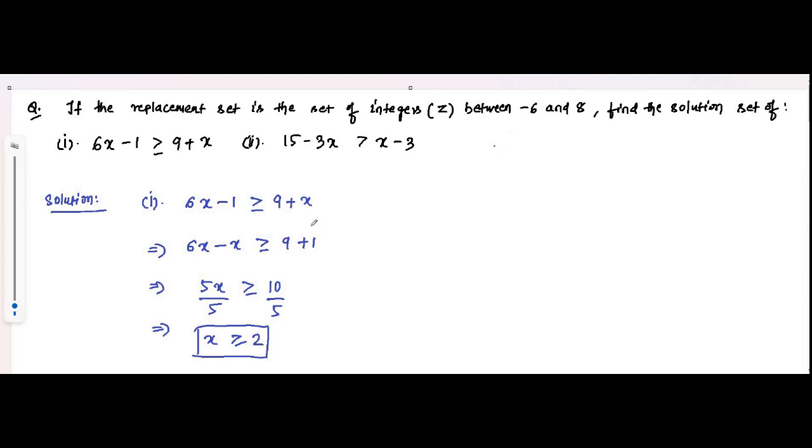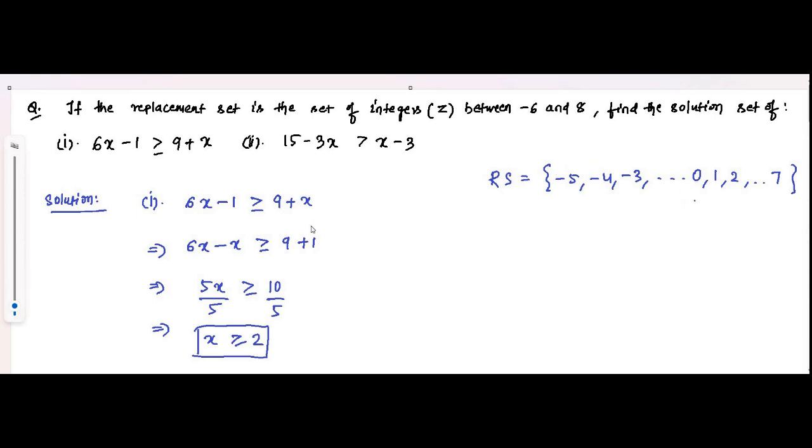Now here our replacement set is the set of integers between -6 and 8. So the replacement set is, the interesting thing is that it is the integers in between -6 and 8. -6 and 8 are not included in it. Okay, so starting from -5, then -4, -3, up to 0, then 1, then 2, up to 7. Okay, 8 is not included, -6 is not included.